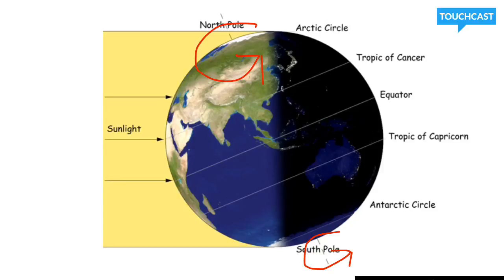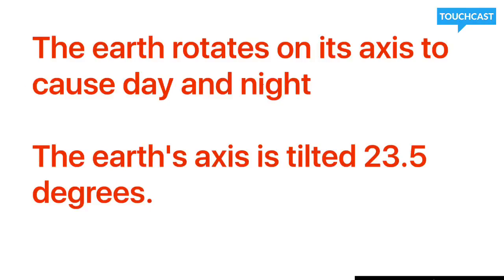Whenever one half of the Earth faces the sun, that half of the Earth has day. The half away from the sun, or in the darkness, has night. Now the key thing to get out of here is it's rotating on its axis. Let's go ahead and get that up so you can write it down. Please pause and copy this into your notes.